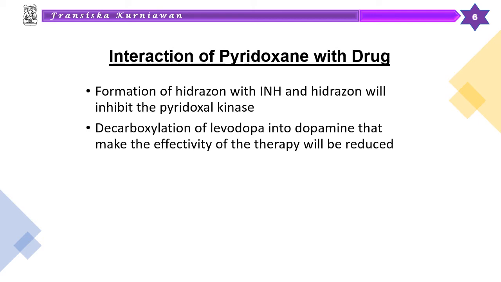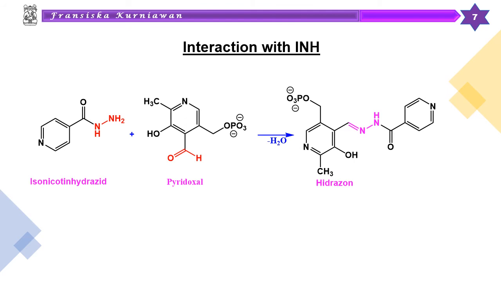And the pyridoxine also has some interactions with drugs. So these are the interactions of the pyridoxine with drugs. The first one is the formation of hydrazone with the INH, and this hydrazone will also inhibit the pyridoxal kinase. And the second is the decarboxylation of levodopa into dopamine, which makes the effectiveness of the therapy reduced. So let's see these interactions one by one.